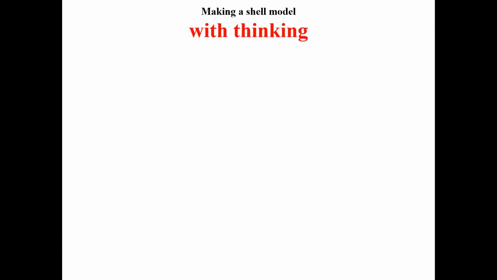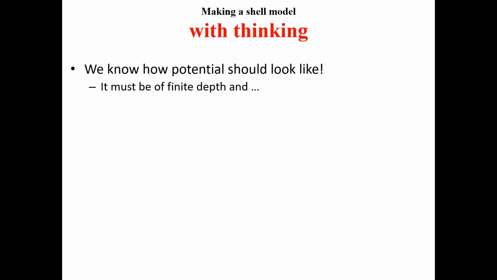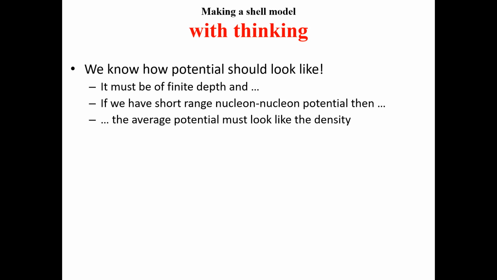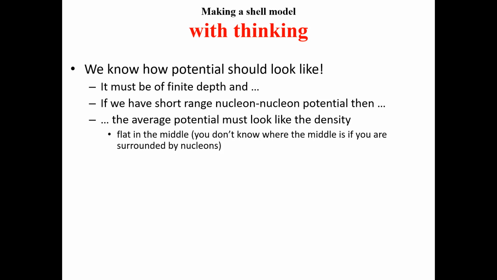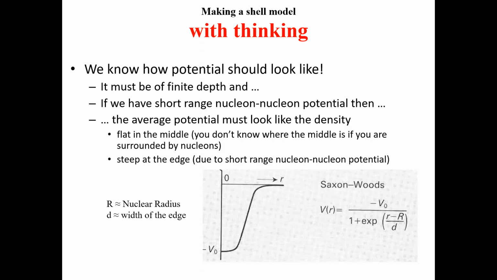Now, if we try the same thing with deep thinking, with proper knowledge, we know how the potential should look. It must be of finite depth, and if we have short range nuclear potentials, then the average potential must look like the density that is played in the middle. You don't know where the middle is if you are surrounded by the nucleons. It is steep at the edge due to the short range nuclear potential. You can see it by yourself.